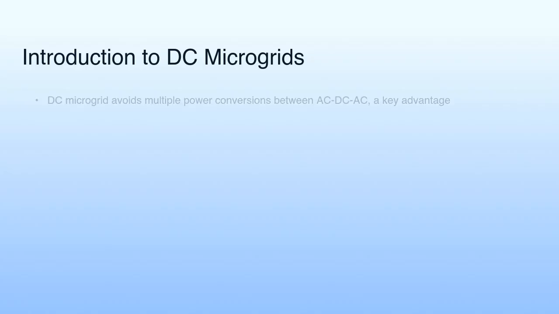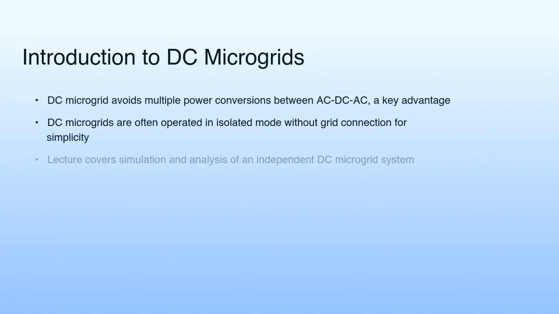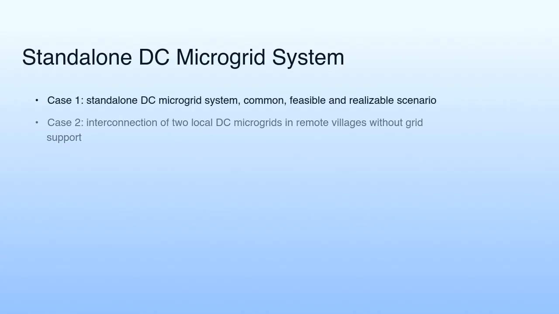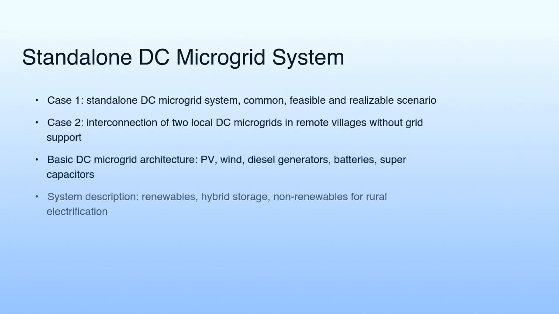In this lecture, we explore the advantages of DC microgrids, which avoid multiple power conversions between AC and DC, making them more efficient. These DC microgrids are often operated in isolated mode without a grid connection for simplicity. We begin by analyzing a standalone DC microgrid system, a common and feasible scenario.